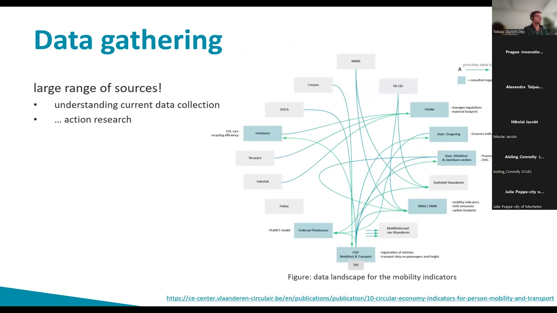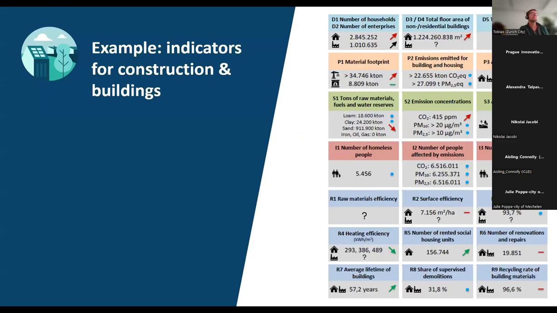Data gathering was quite complicated. There are a lot of sources, and actually our research came close to action research. The most important thing is that we would have a good understanding of the data, because data are there mostly at government, because the data are needed to follow up policy or to check whether a legislation is being followed up on. And we take this data out of their context and reuse them for circular economy indicators. So that was a large part of the work, the data and the stakeholders.